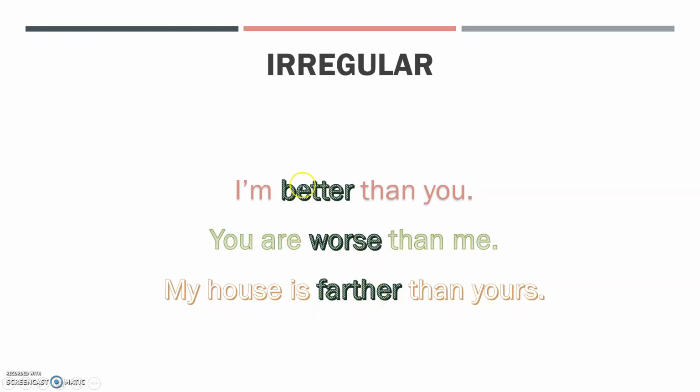Okay? There is no gooder, no badder, and no farer. These three words, they are irregular. That's why they change good to better, bad to worse, and far to farther.